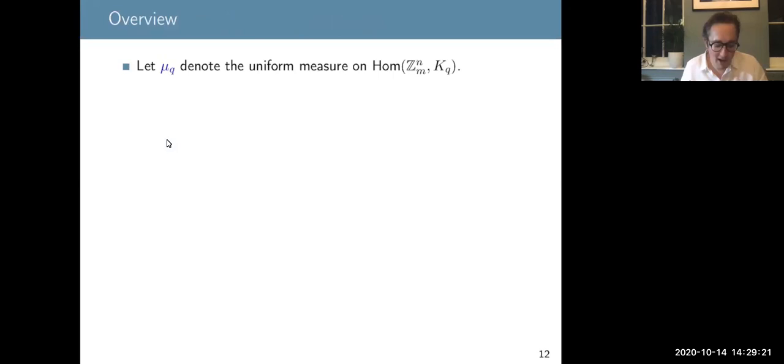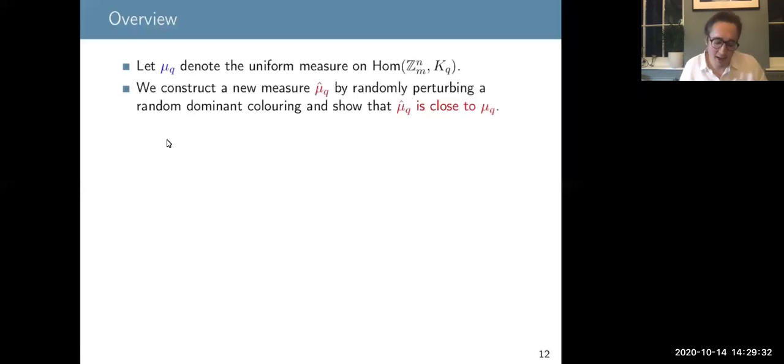Okay. So let me just give you an overview of the proof. Again, we're going to let mu sub q denote the uniform measure on Q colorings. As I hinted at earlier, our goal is to construct this new measure mu hat by randomly perturbing some dominant coloring, and we're going to try to show that mu hat is very close to mu q. The gain is that we're going to really understand this random perturbation very well.